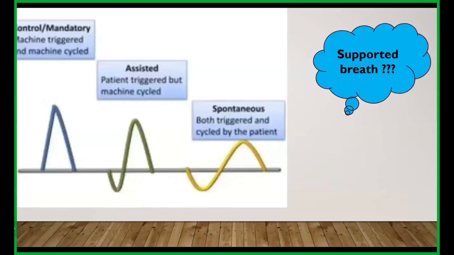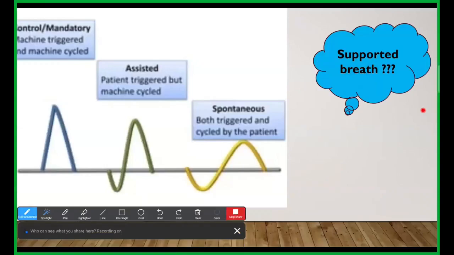So here are the waveforms of the control or mandatory breath. You will never have a negative deflection. It is always a positive one. In assisted breath, you can see a negative deflection, which is a trigger. Usually, pressure triggers are between -0.5 to -2 centimeter H2O, and this is the pressure trigger. And this is your ventilator breath. And in spontaneous respiration, you will have a negative inspiratory deflection and a positive expiratory recoil.